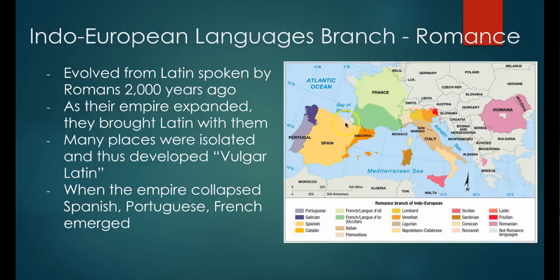When the Roman Empire broke down, all these areas started creating their own nations, their own states, and then they kind of incorporated the type of Latin that they were speaking in their own areas, thus creating Spanish, Portuguese, and French.